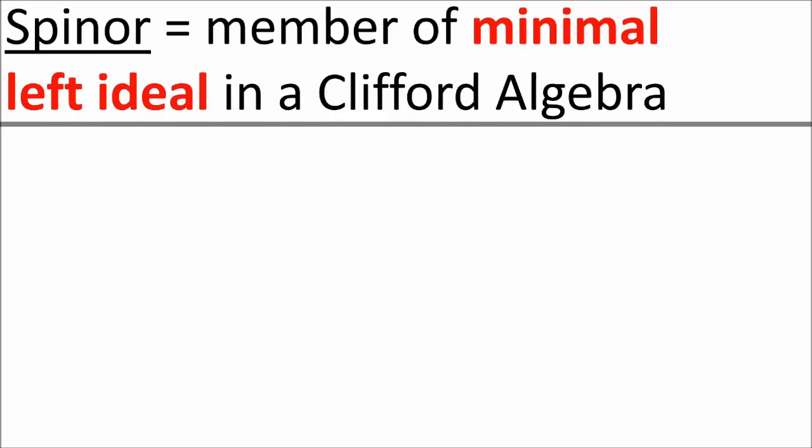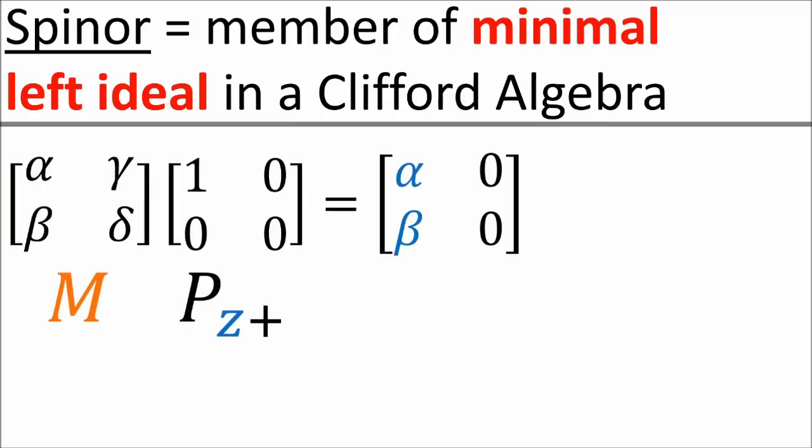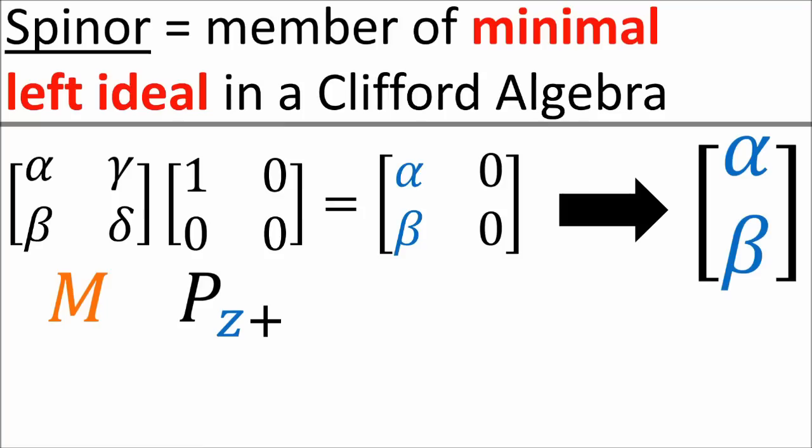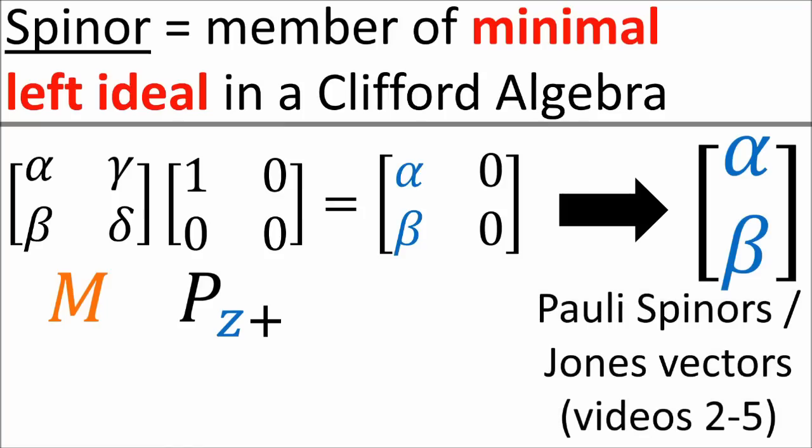We're going to see that elements of minimal left ideals in Clifford algebras correspond to spinors. In particular, the 2x2 matrices with only the first column being non-zero behave essentially like the Pauli spinors used in quantum mechanics and the Jones vectors used in classical optics that we saw in videos 2 to 5. However, I'm going to need another video to explain this. So in the next video, I'll show how spinors are members of minimal left ideals in Clifford algebras.